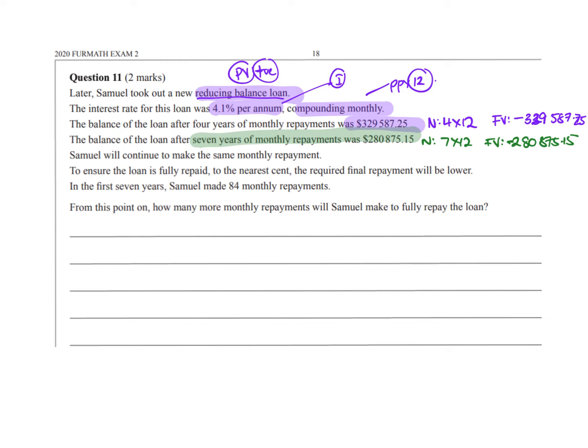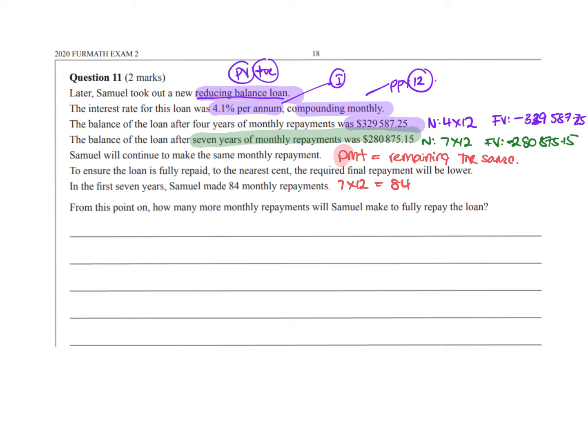So we have not really been given the payment amount, but it remained the same. So we might want to write a little note. That's what they're telling us here: the payment is remaining the same. And they told us that in the first 7 years, he made 84 monthly repayments. So if you do 7 times 12, does that give you 84? Yes. So there's nothing unusual about that. They're just saying that he didn't make any extras or anything, so they're probably clearing that up.